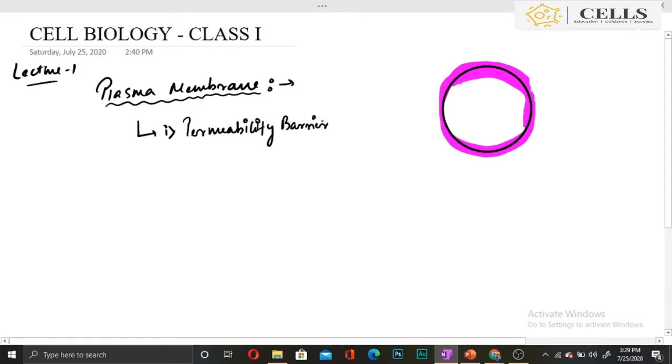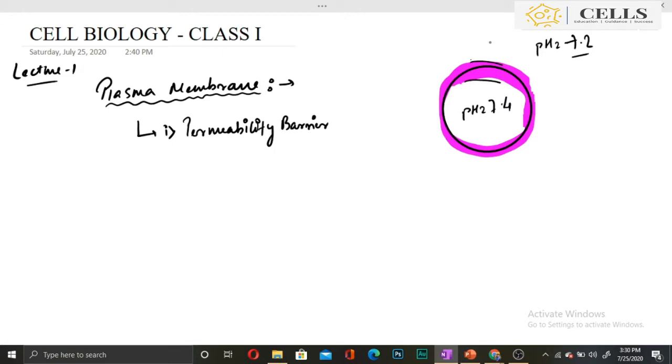How? Suppose inside the cell, in the cytosol, the pH is 7.4 and outside it is 7.2. So there is a difference in pH outside the cell and inside the cell, and this membrane is creating a permeability barrier, so there is no mixing between the fluids having different pHs. So point number one: the plasma membrane will act as a permeability barrier.